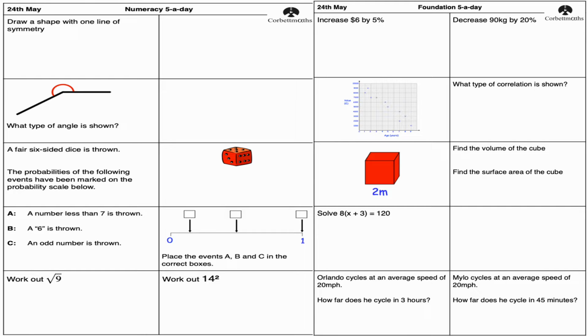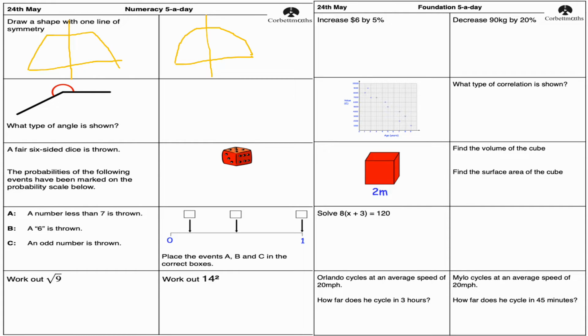Draw a shape with one line of symmetry. Well, a semicircle has one line of symmetry, which is just down the middle. Another one could be a trapezium, and again, down the middle. That way it doesn't work because they're not the same. So they are two shapes.